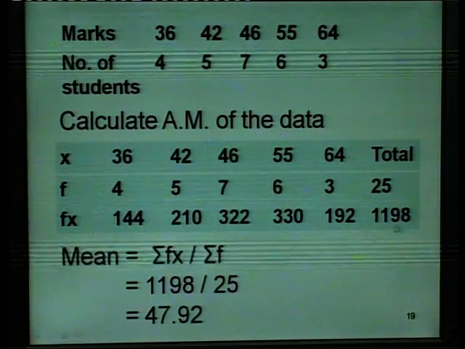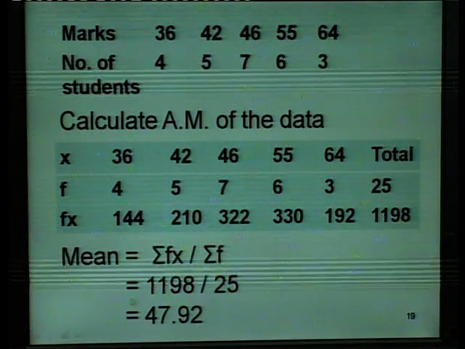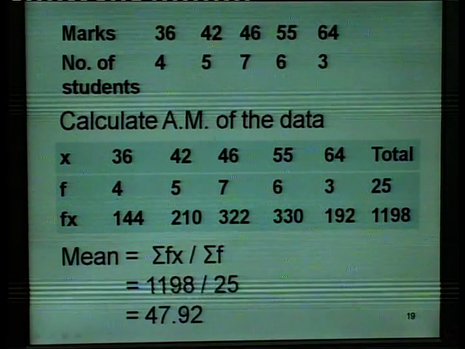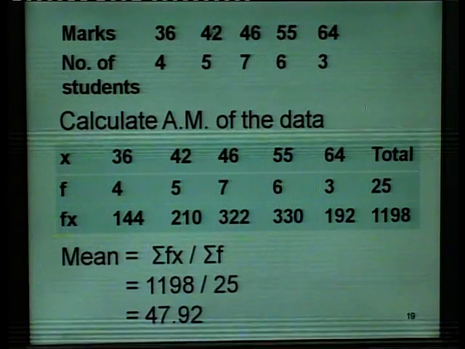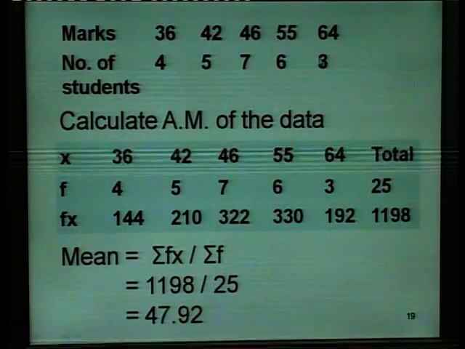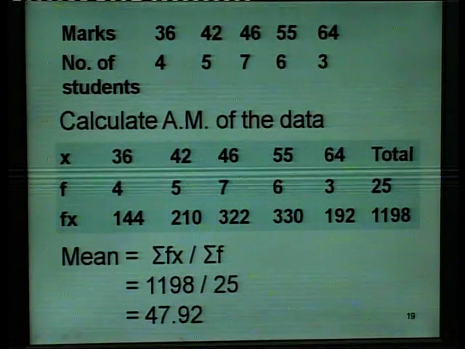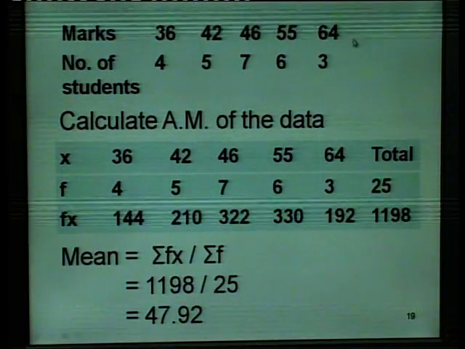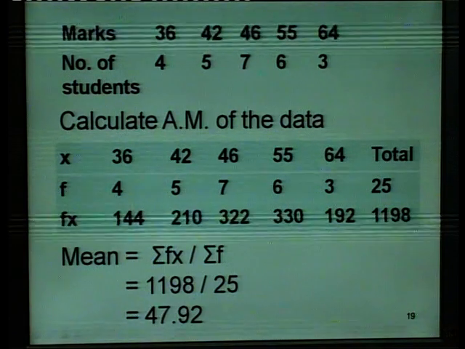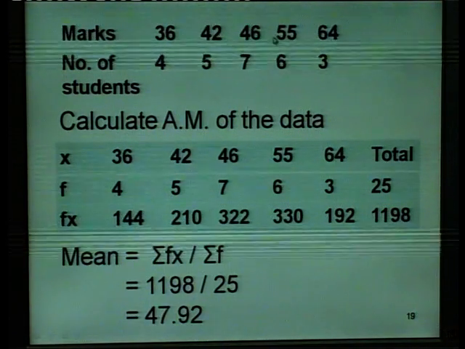From the table we calculate the values and substitute them in the formula. So we come up with 47.92. So the mean of this data of marks is 47.92. It will always lie between 36 and 64. So it is the value that gives the central tendency.